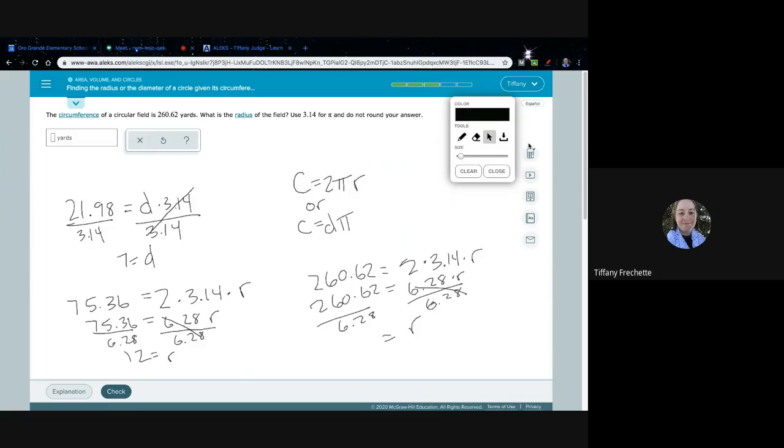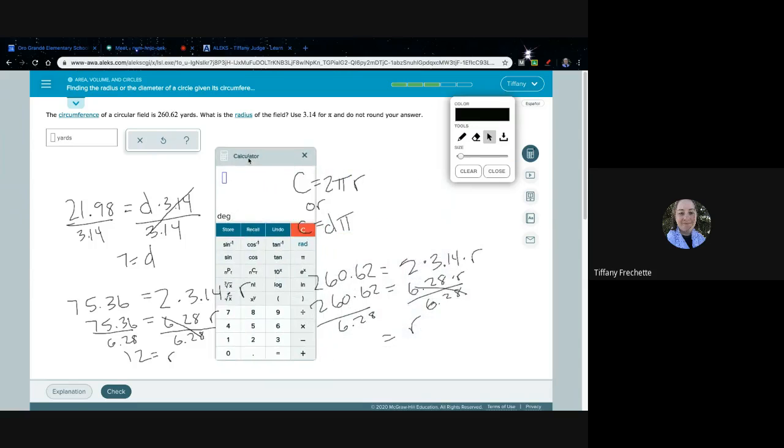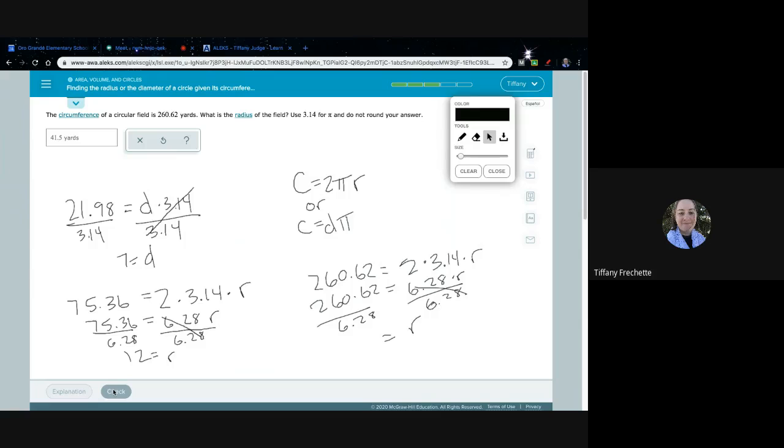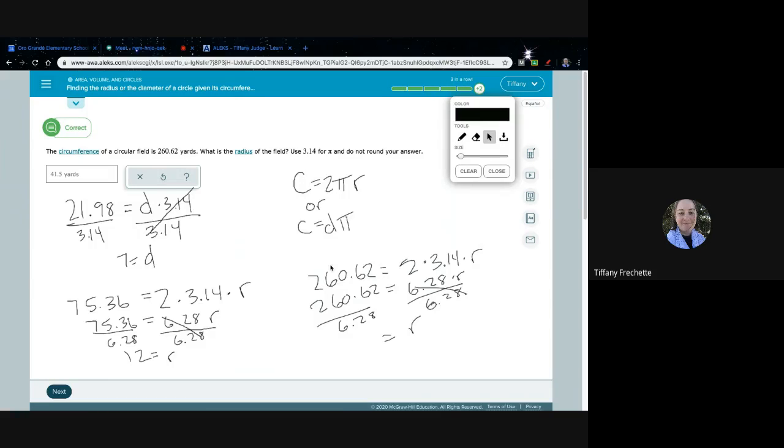And let's go to our calculator here. Run out of room. Clean room here. So 260.62 equals 41.5. So we want to type in 41.5. And we're going to check. All right, we finished another one. Yay.